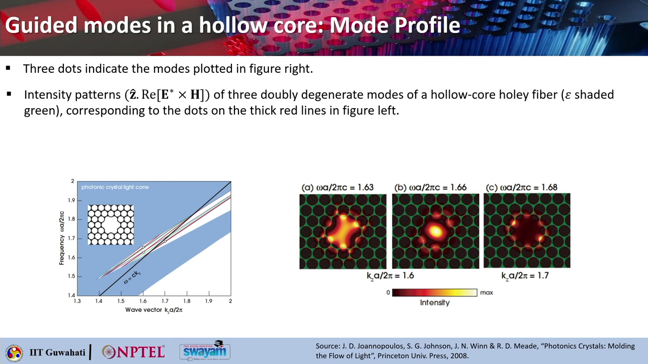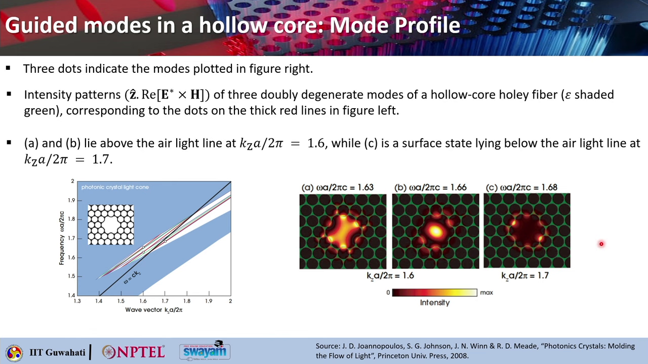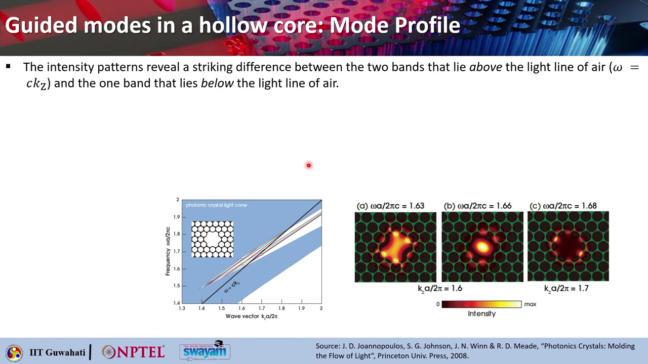So what do you see from this kind of plot? You can actually see that these A and B points are lying above the air line, so they can give rise to some air core modes. However, this particular dot is lying below the light line. So this will give you a surface state, and that you can also see from here.